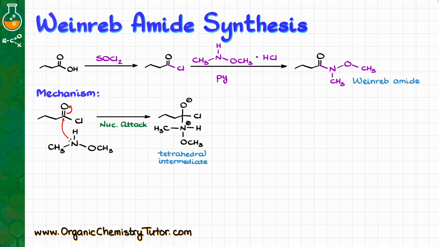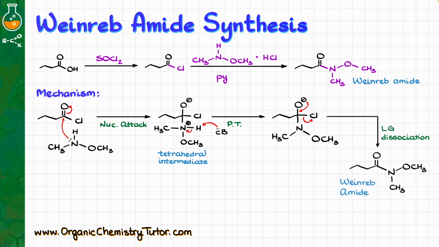So to get rid of the proton, we are going to use some sort of a base that we have floating around. I'm just going to use some sort of a generic conjugate base. It can be another equivalent of our amine or it can be a molecule of pyridine, it doesn't really matter what that is. So that thing is going to come in, pull our proton off like so. As a result of this proton transfer, we are going to get our neutral nitrogen. Then from this point, we are going to kick the chlorine out. And as a result of this leaving group dissociation, we are going to get our final product, the Weinreb amide.